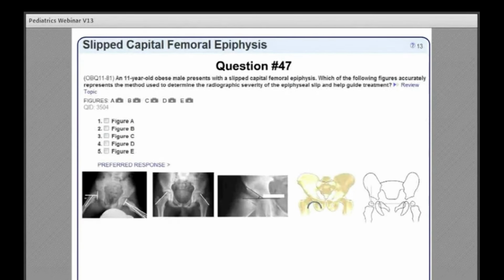An 11-year-old obese male presents with a slip capital femoral epiphysis. Which of the following figures accurately represents the methods used to determine the radiographic severity of the epiphyseal slip and help to guide treatment? You can see on the left-hand side, the farthest to the left, is an epiphyseal diaphyseal angle. The second from the left is Klein's line drawn on the superior aspect of the femoral neck. The acetabular index is the central photograph. Shenton's line is the line drawn from the femoral neck through the obturator foramen. And the center edge angle is the furthest to the right.